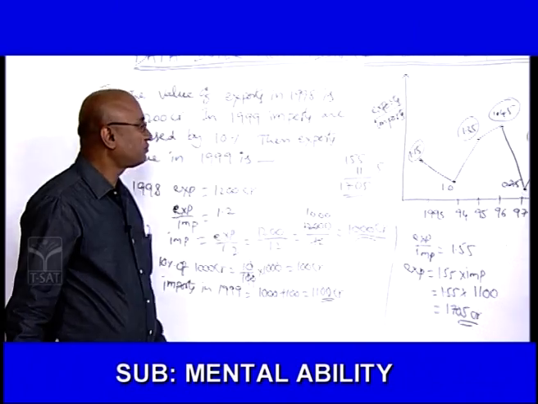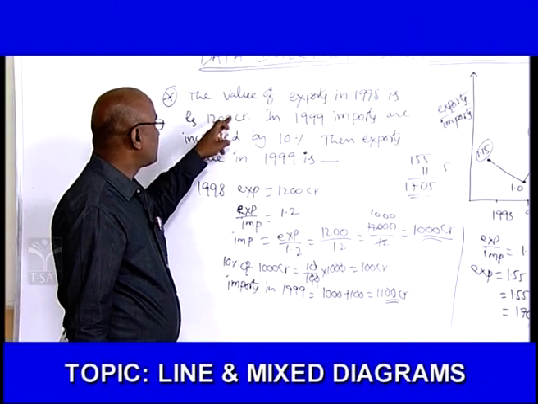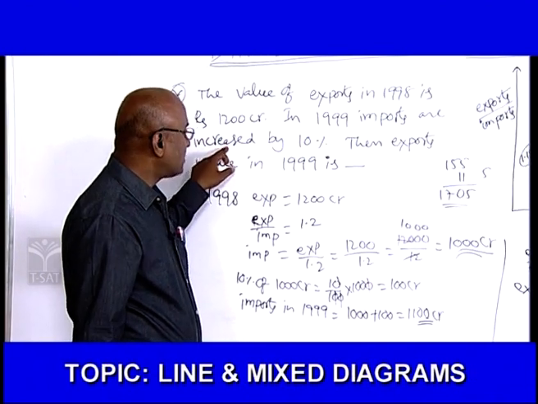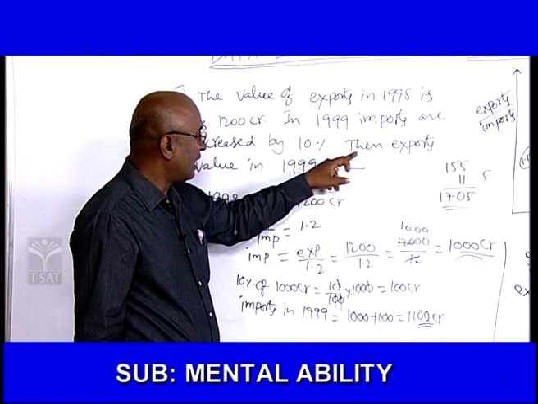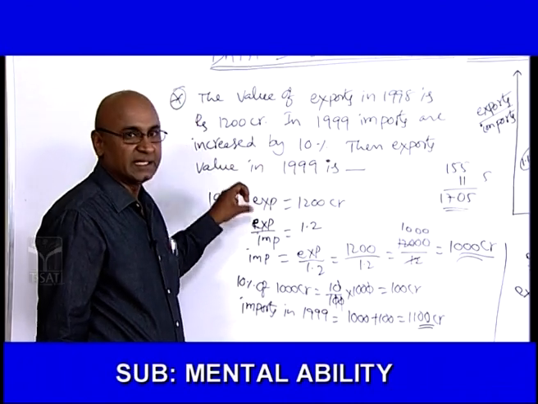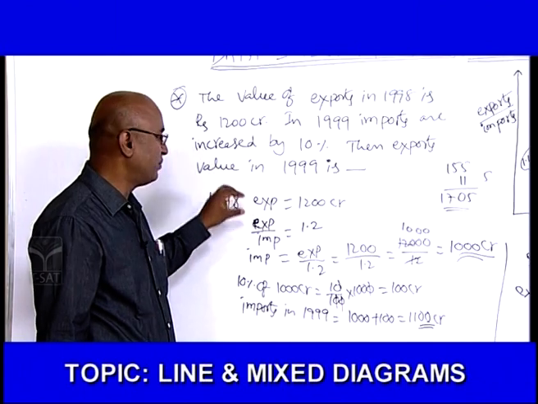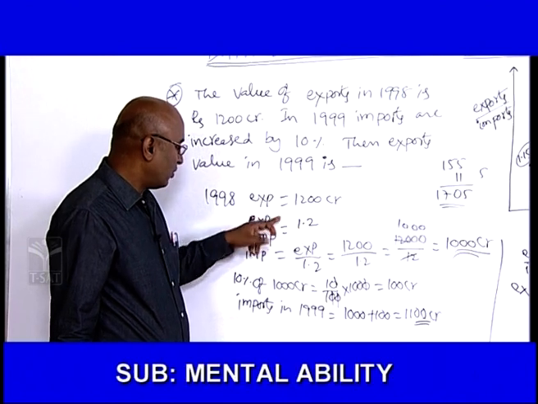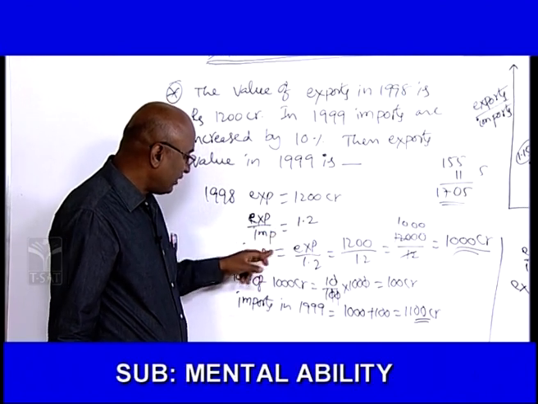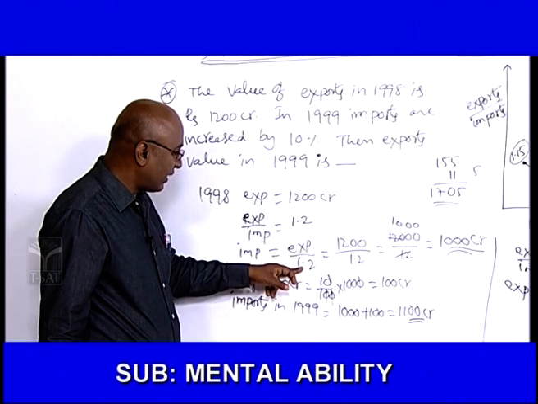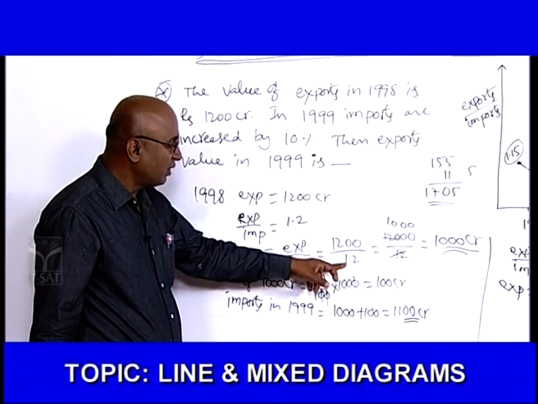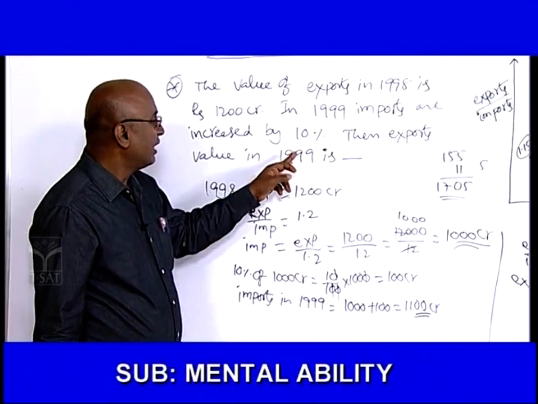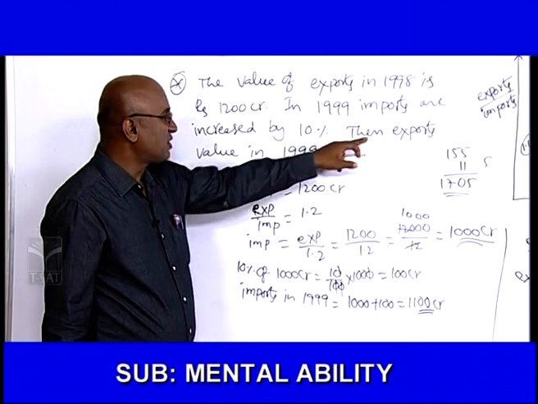Again we will see the problem. 1998లో ఎక్స్పోర్ట్స్ విలువ 1200 కోట్ల రూపాయలు. 1999లో ఇంపోర్ట్స్ విలువలో పెరుగుదల శాతం వచ్చి 10%. అయినా 1999లో ఎక్స్పోర్ట్స్ ఎంత అన్నాడు. మనకి ఇచ్చినటువంటి రిలేషన్ ఎక్స్పోర్ట్స్ బై ఇంపోర్ట్స్. 1998లో ఎక్స్పోర్ట్స్ బై ఇంపోర్ట్స్ ఈజ్ ఈక్వల్ టు 1.2. నౌ ఇంపోర్ట్స్ ఈజ్ ఈక్వల్ టు ఎక్స్పోర్ట్స్ బై 1.2, దట్ ఈస్ ఈక్వల్ టు 1200 by 1.2, దట్ ఈస్ ఈక్వల్ టు 1000 crores.